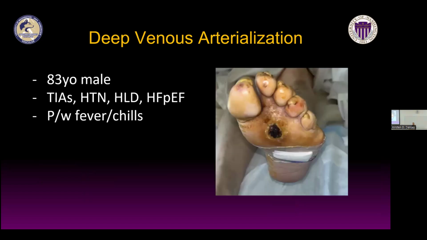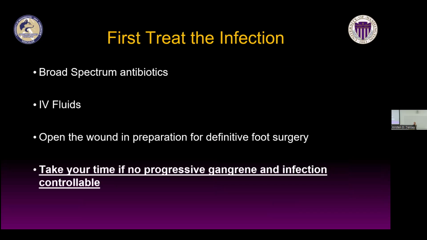This was one of my patients who we did a deep venous arterialization on. It was an 83-year-old guy who had multiple medical comorbidities, but he presented with fever and chills. First, you have to treat the infection. In order to do a DVA for these patients, they have to be able to wait for the venous system to arterialize, so they cannot have rapidly progressing ischemia. If it's dry gangrene that's been there for a while, that would be a good patient, but for a patient who has a profound infection, source control is really key.